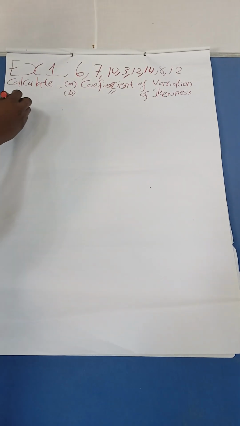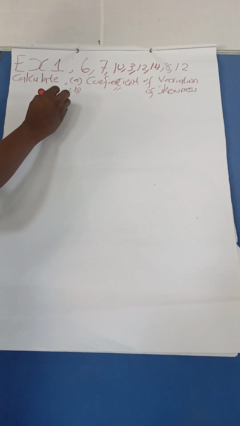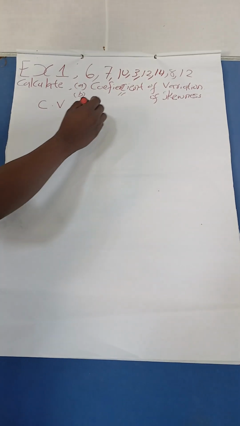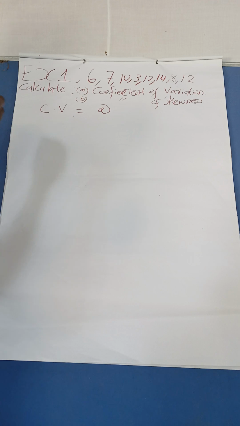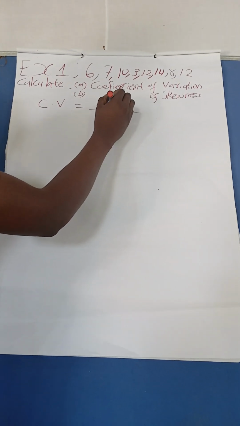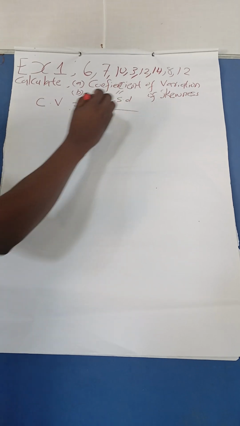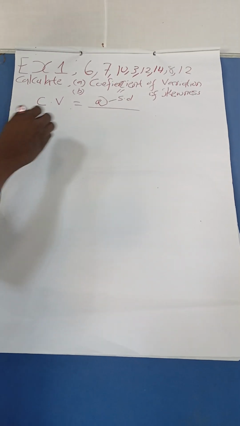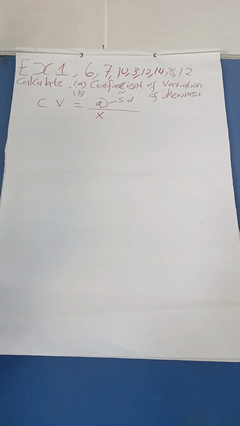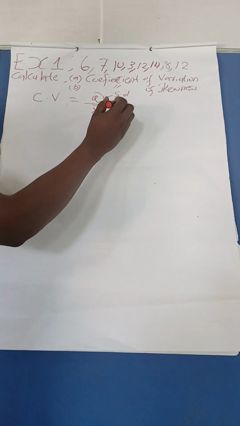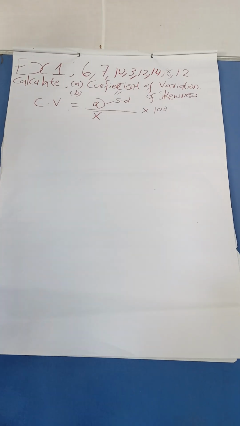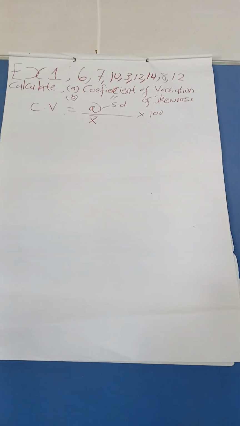As we all know, the coefficient of variation, CV, is given by sigma, which means the standard deviation, divided by the mean, then you multiply by 100%. That is the formula for calculating the coefficient of variation.